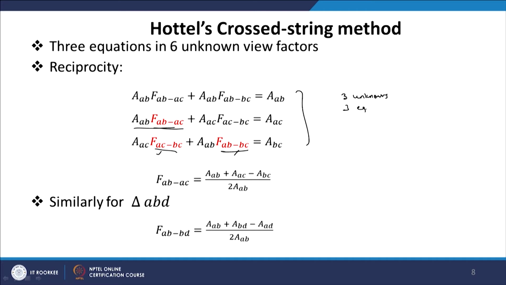Now, in these equations we have 3 unknowns and 3 equations. So, we can use simple algebra to solve this, and what we get is the view factor AB to AC is equal to area AB plus area AC minus area BC divided by 2 area AB. Okay. And the same thing we do in the triangle ABD. So, we get view factor F_AB to BD as area AB plus area BD minus area AD divided by 2 area AB. Okay. So, just by applying the summation rule and reciprocity theorem to the 2 triangles, we have calculated the view factors, okay, AB to AC and AB to BD.